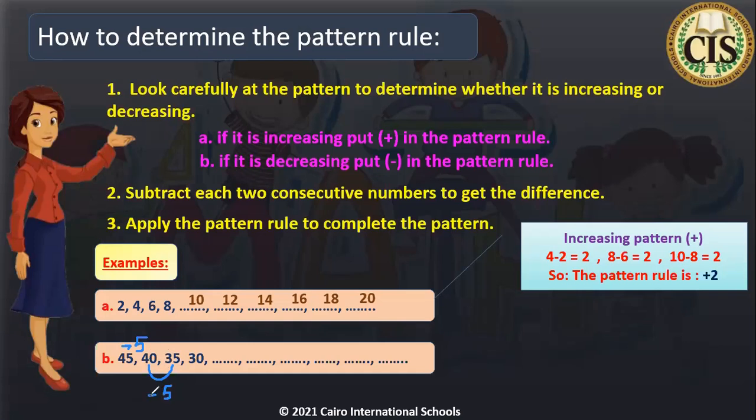So we are subtracting 5. 35 minus 5 equals 30. So the pattern rule here is minus 5. Now subtract 30 minus 5. How to subtract 30 minus 5, Miss Nada? We can subtract by the counting back strategy, my dear students. Put 5 fingers and count back by 5 steps. Before 30: 29, 28, 27, 26, 25. So the result is 25.